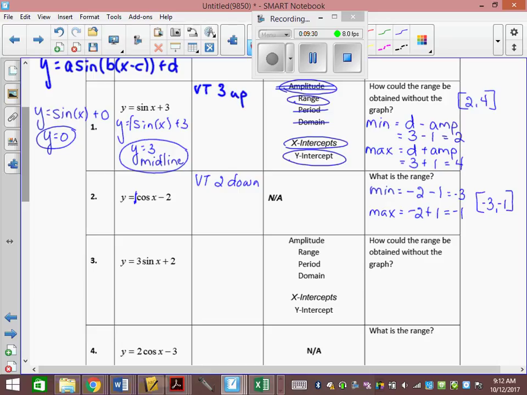Number 3, what's my transformation? Vertical stretch by a factor of 3 about the x-axis. What is the vertical stretch effect?